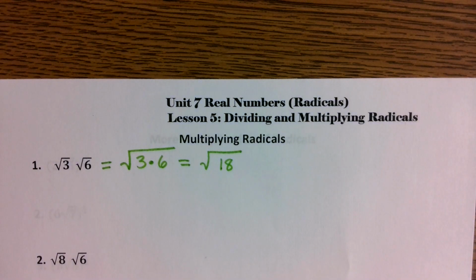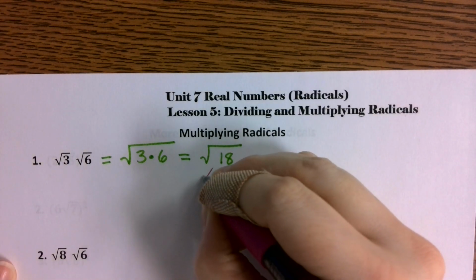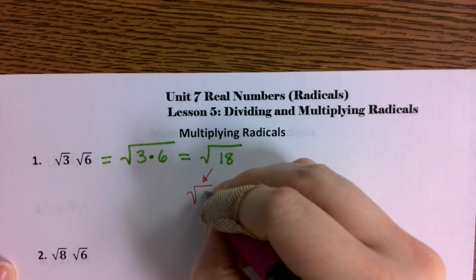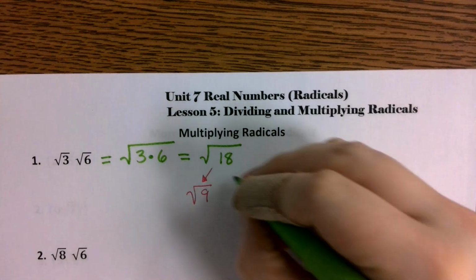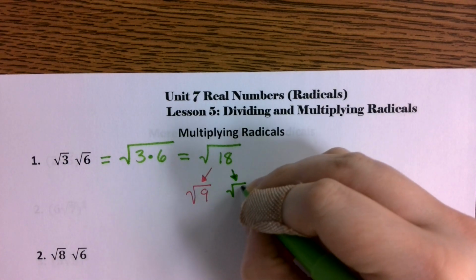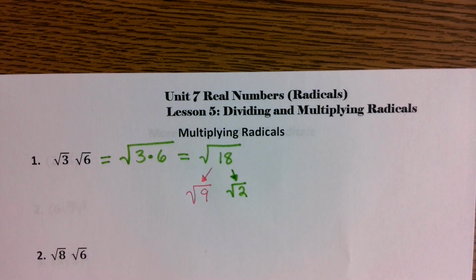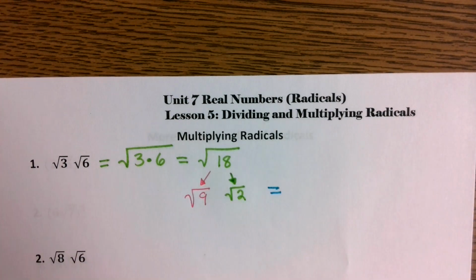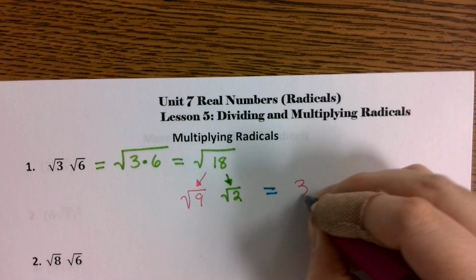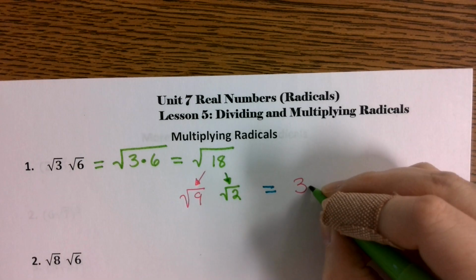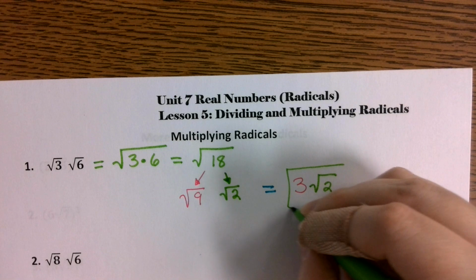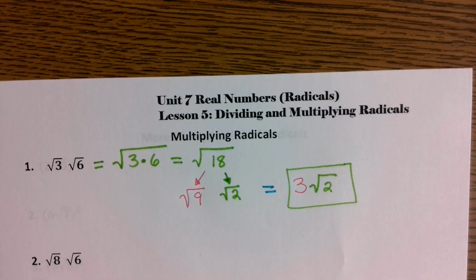Square root of 18 is not a perfect square, but can I break it up into a perfect square? Yes. We can break it apart into a perfect square and a non-perfect square. So we can do the square root of 9 and the square root of 2. What's the square root of 9? 3. So we're going to get 3 square root of 2. Go ahead and do number 2 on your own.